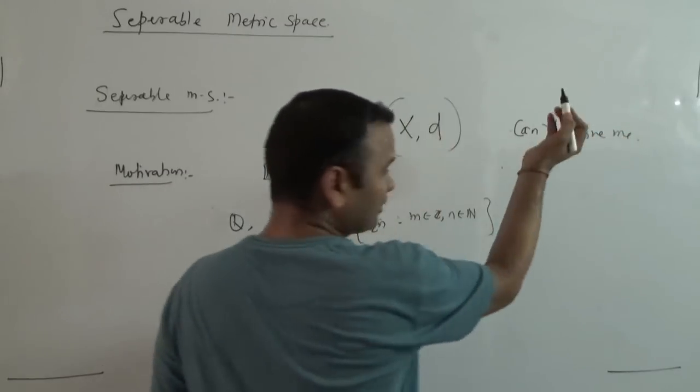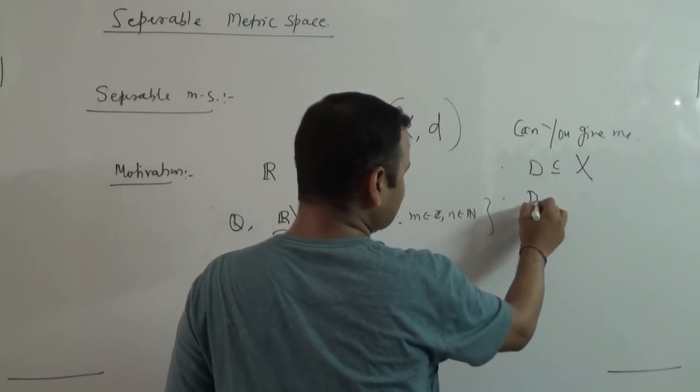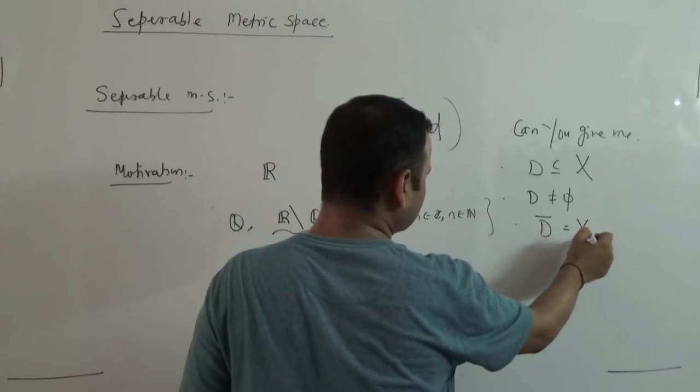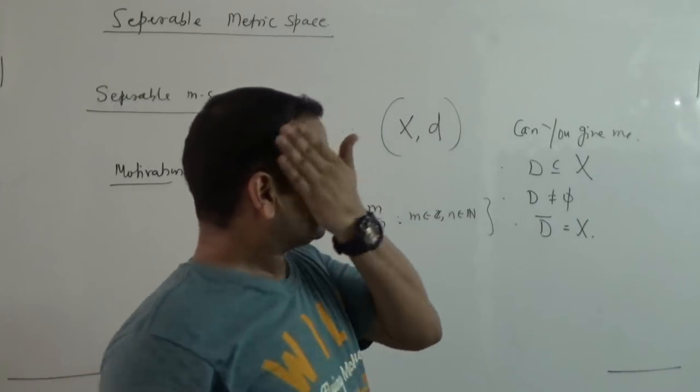Can you give me what? A subset D of X, which is of course non-empty, and closure of D is equal to X. Can you give me that? My question is very simple.